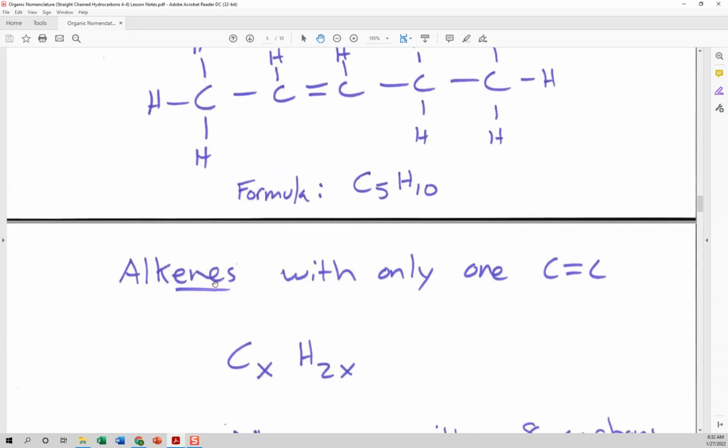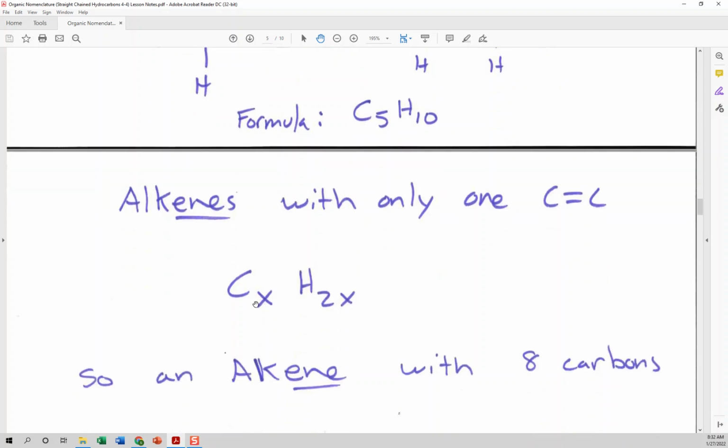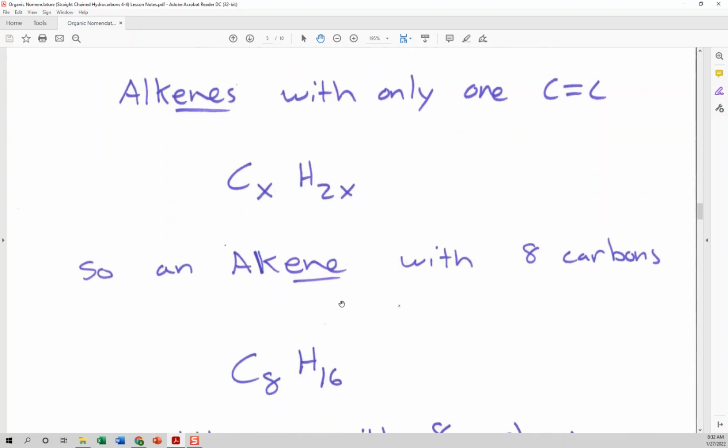So anytime you have an alkene, and again, we're always going to assume we only have 1 double bond. If it's an ene, we have a double bond, but we're going to assume it's only 1. So if we have a straight chained alkene, the formula is always going to be whatever the number of carbons you have times 2 for the number of hydrogens, okay? So an alkene with 8 carbons would need 16 hydrogens. Whatever the number of carbons are, just times 2. If this had said ane, we'd do times 2 plus 2, okay? But since it said ene, we just do times 2, and we get the number of hydrogens.